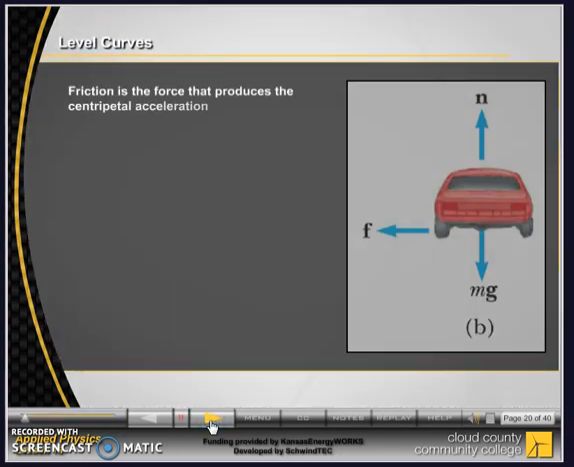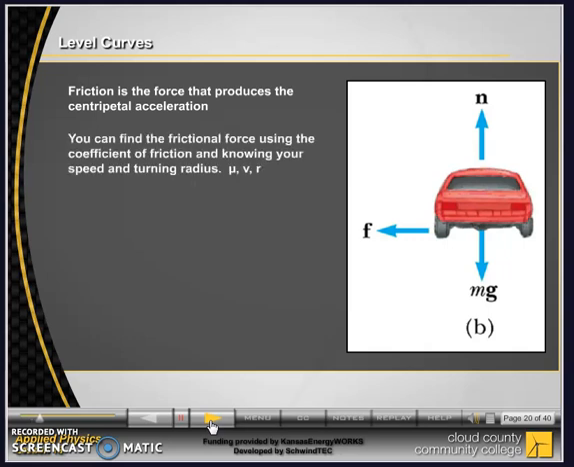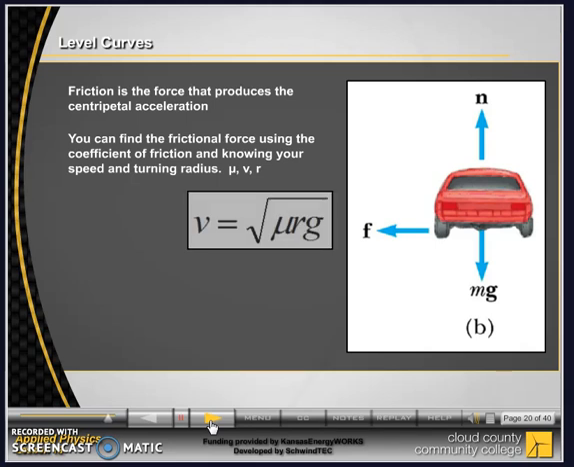Friction is the force that produces the centripetal acceleration. You can find the frictional force using the coefficient of friction and knowing your speed and turning radius. The necessary force needed to make a car travel around an unbanked curve is supplied by friction in the tires. Each of these examples will also be illustrated in the textbook. Usually the textbook illustration helps derive the formula from the foundational principles.